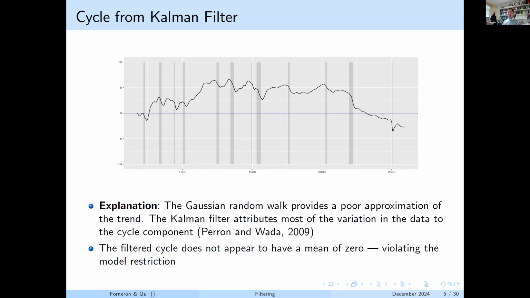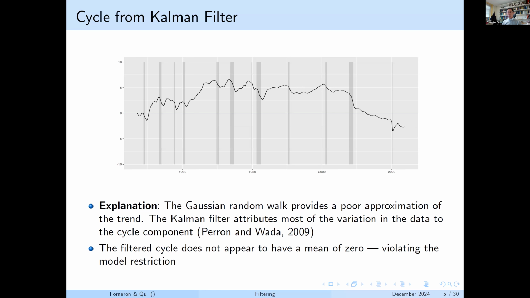The explanation for this is somewhat clear. It has been documented that the Gaussian random walk is a poor approximation to the trend component. As a result, the Kalman filter attributes most of the variation in the data to the cycle component, which is more flexibly specified than the trend component. So there's cross-contamination going on during the filtering process.